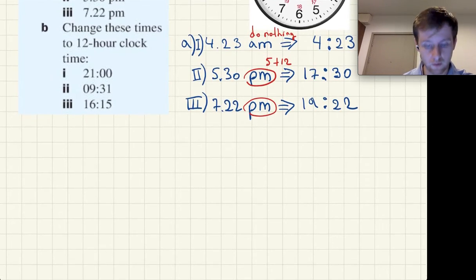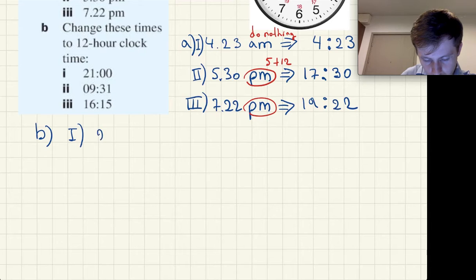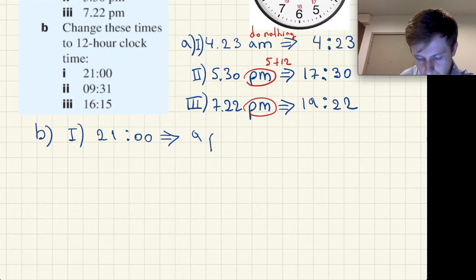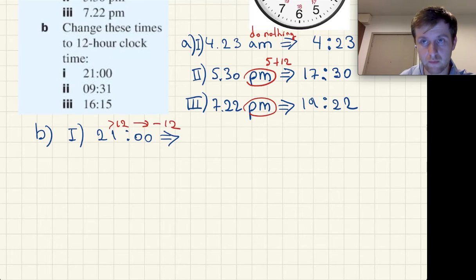Okay, next one we have a 12-hour clock time. So in B we have 21 o'clock, which is the same as 9 p.m. So again, if it's more than 12, then you subtract 12. Basically, if it's less than 12, you do nothing. You just, instead of 2 dots, place 1 dot in there, and a.m. 21 o'clock is the same as 9 p.m.